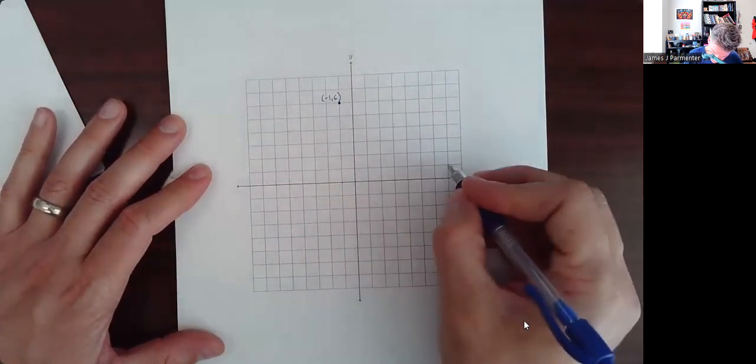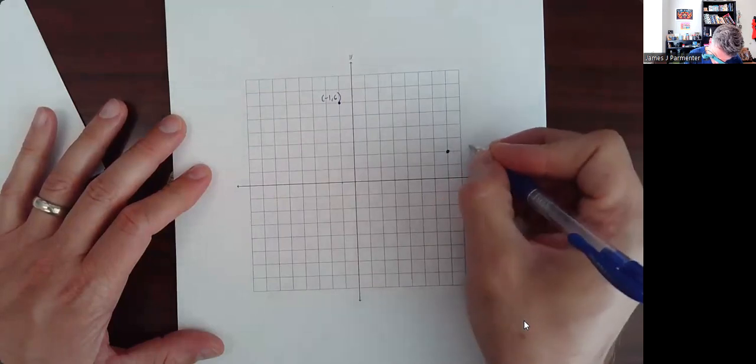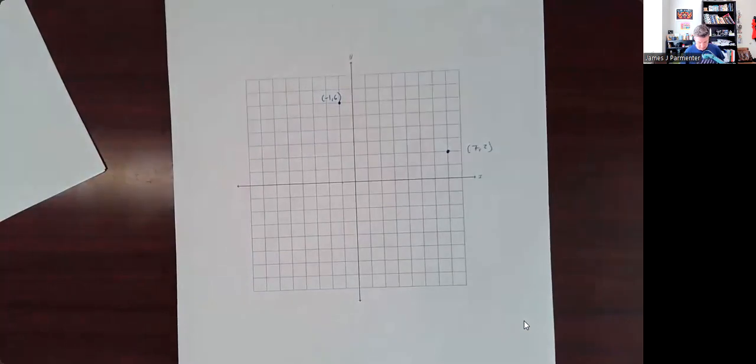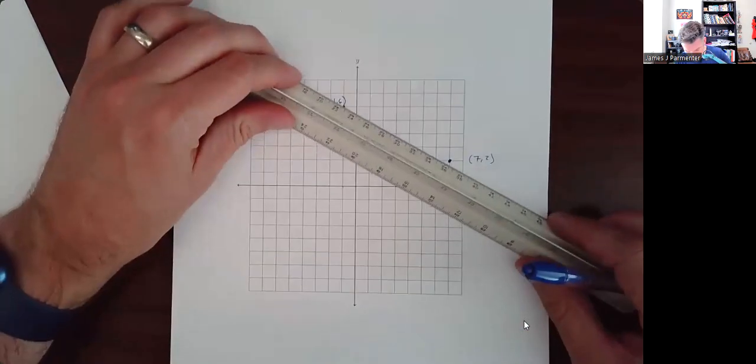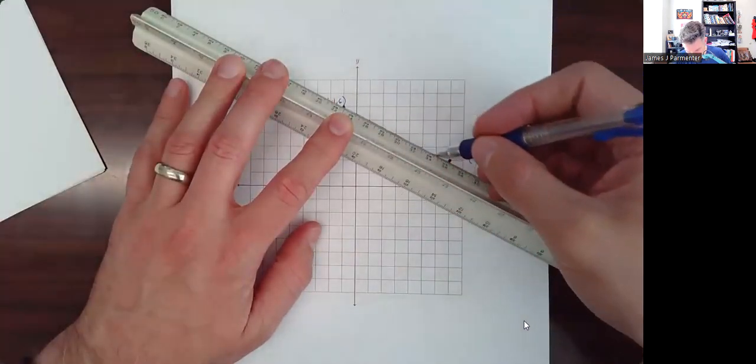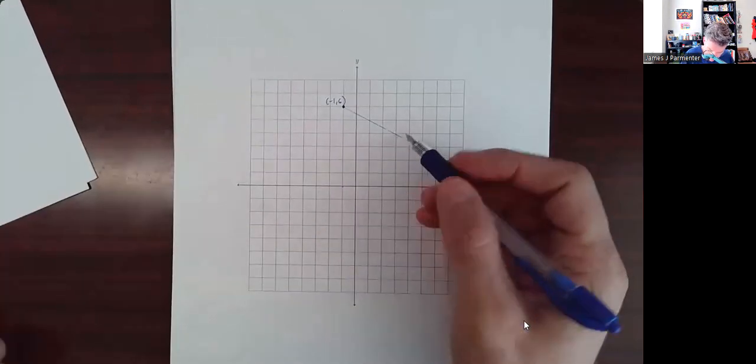So over 7 up 2. I want to find the midpoint there. I should grab a ruler. Got one. So we can try to see where it is visually. If I look at this line segment, don't connect those, the midpoint looks like it's maybe right about there.